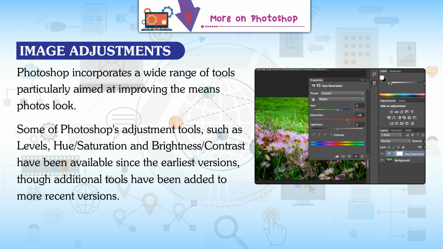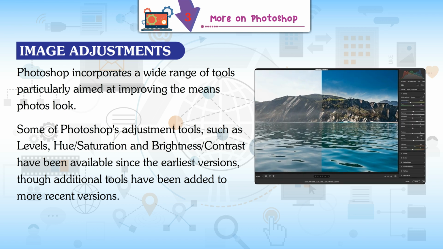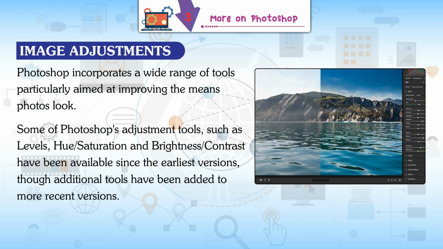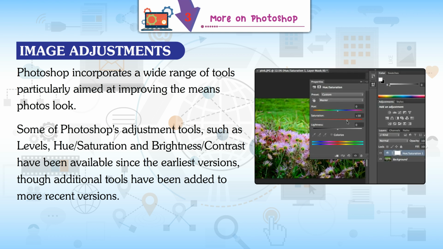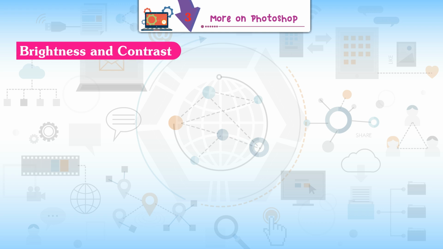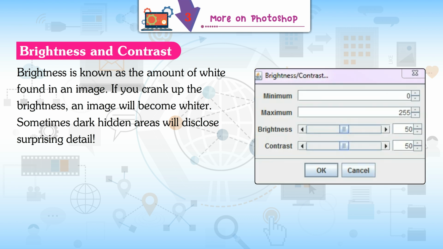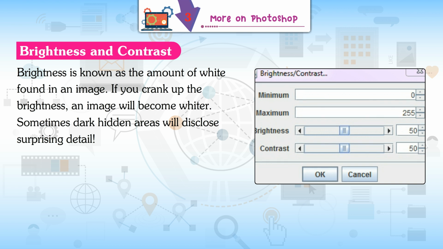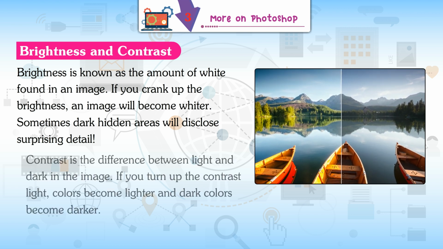Some of Photoshop's adjustment tools, such as levels, hue or saturation, and brightness and contrast, have been available since the earliest versions, though additional tools have been added to more recent versions. Brightness and contrast. Brightness is known as the amount of white found in an image. If you crank up the brightness, an image will become whiter. Sometimes dark hidden areas will disclose surprising detail.